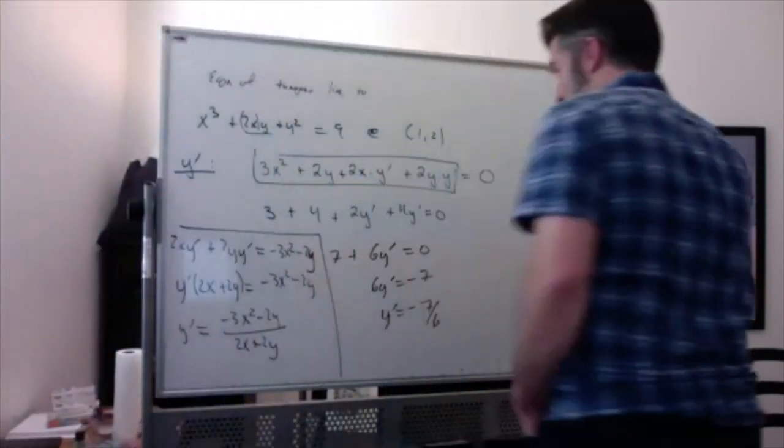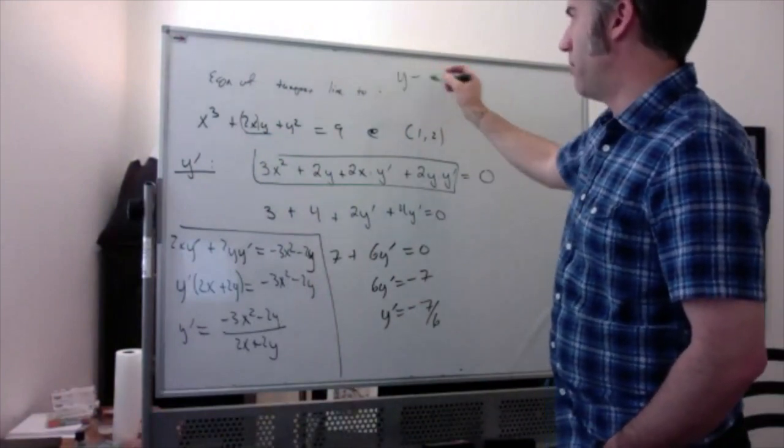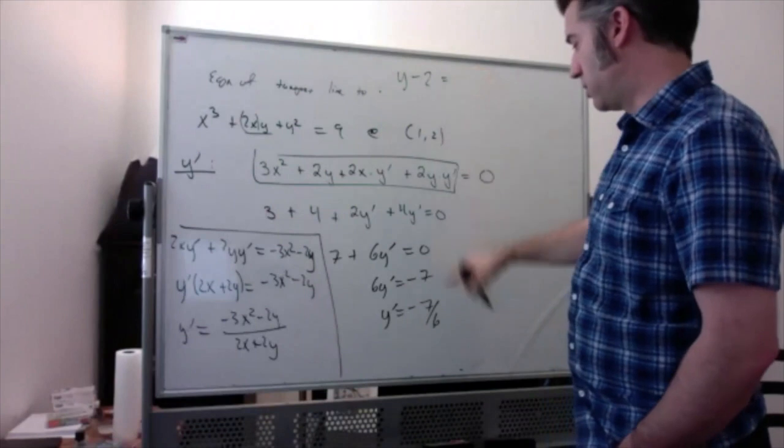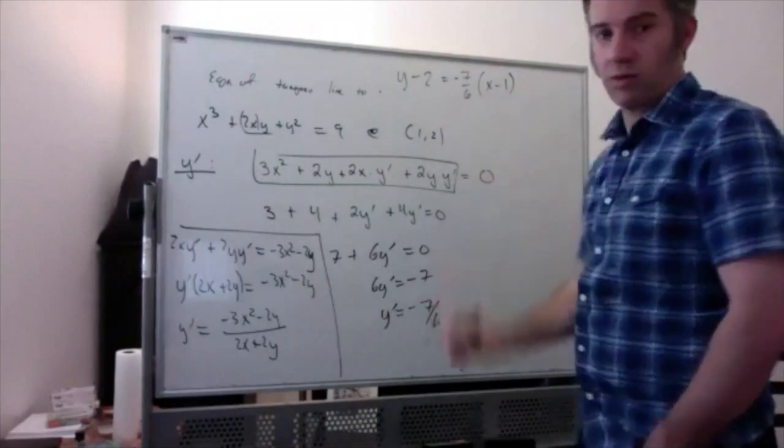And then finally, to answer the question, the equation of our line is going to be y minus the y coordinate equal to the slope times x minus the x coordinate.